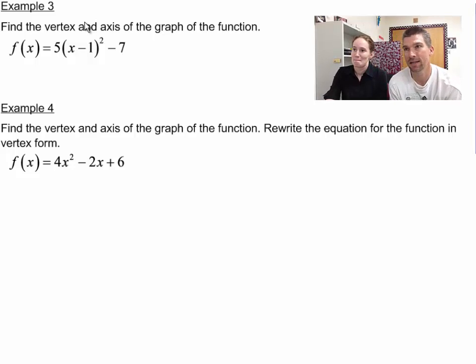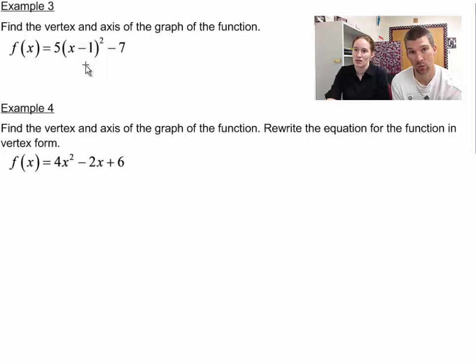Okay, so we want to look at the vertex and axis of the graph of f of x equals 5 times x minus 1 squared minus 7. And it's not hard, because this is in vertex form, which we can tell because of the parentheses and the squared and whatnot. We love vertex form.